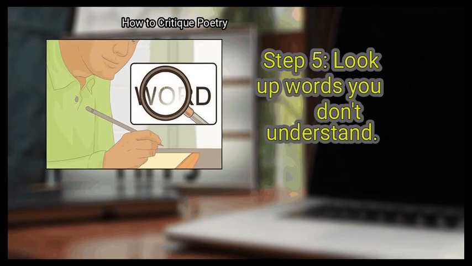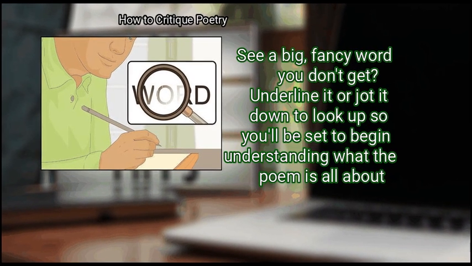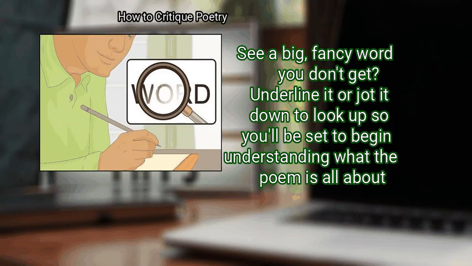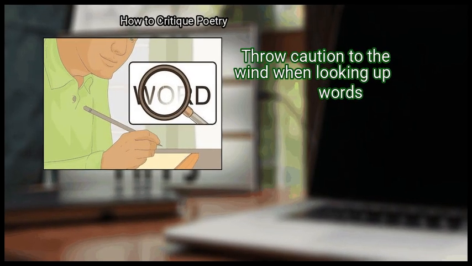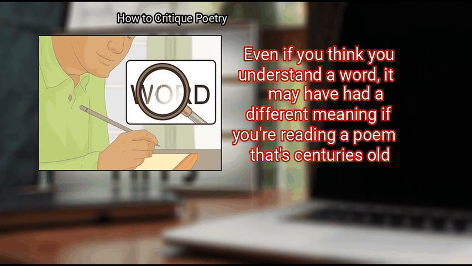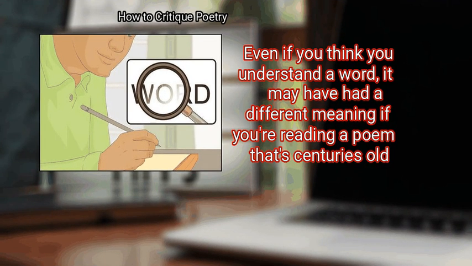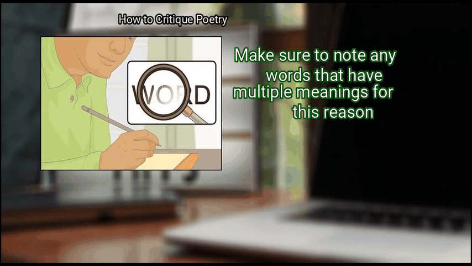Finally, look up words you don't understand. See a big, fancy word you don't get? Underline it or jot it down to look up, so you'll be set to begin understanding what the poem is all about. Throw caution to the wind when looking up words. Even if you think you understand a word, it may have had a different meaning if you're reading a poem that's centuries old. Make sure to note any words that have multiple meanings for this reason.